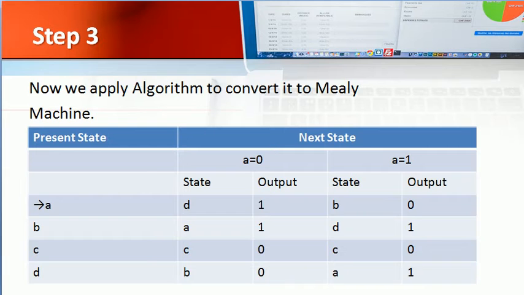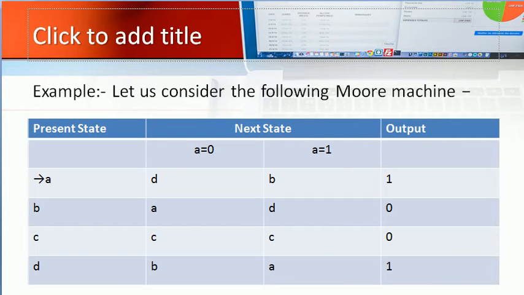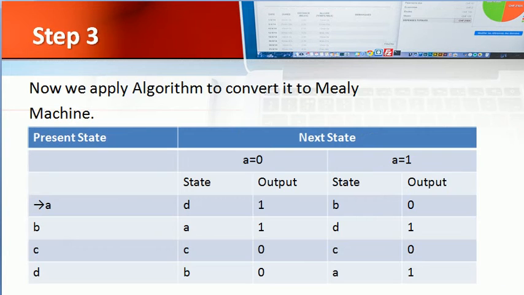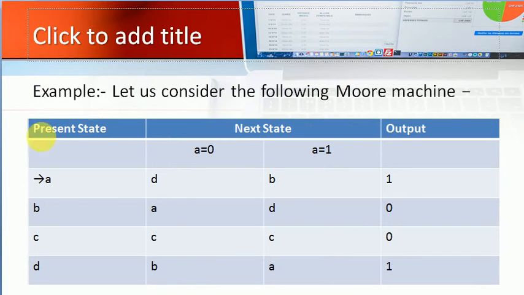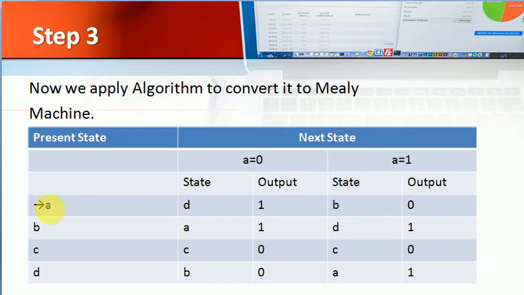Here is step 3. So here we have done a simple thing. You can see from these tables, on A when we give the input 0, it gives the output 1 and moves to the state D. Same here, when we give input 0 to the state A, it moves to the state D, giving us the output 1.